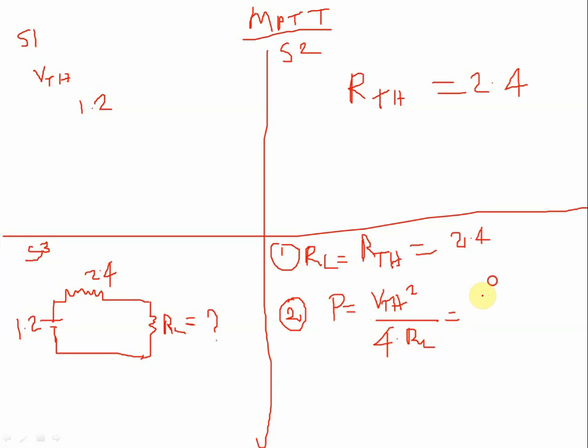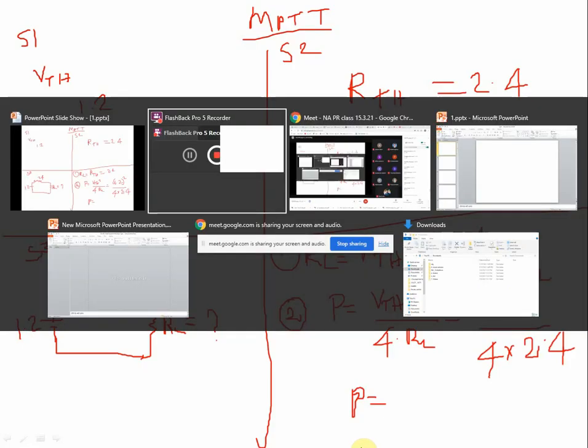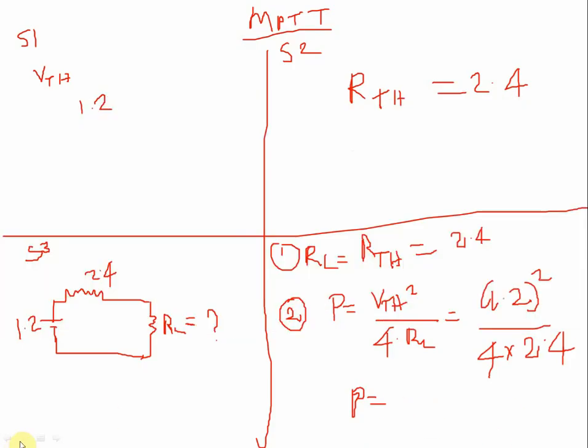Open the bracket 1.2, close the bracket, whole squared, divided by 4 into 2.4. What is the answer? You are going to tell me. This is called the maximum power in watts. So you are going to write the answer: maximum power, P is equal to 0.15 watt. So this is the maximum power you will find from the problem.